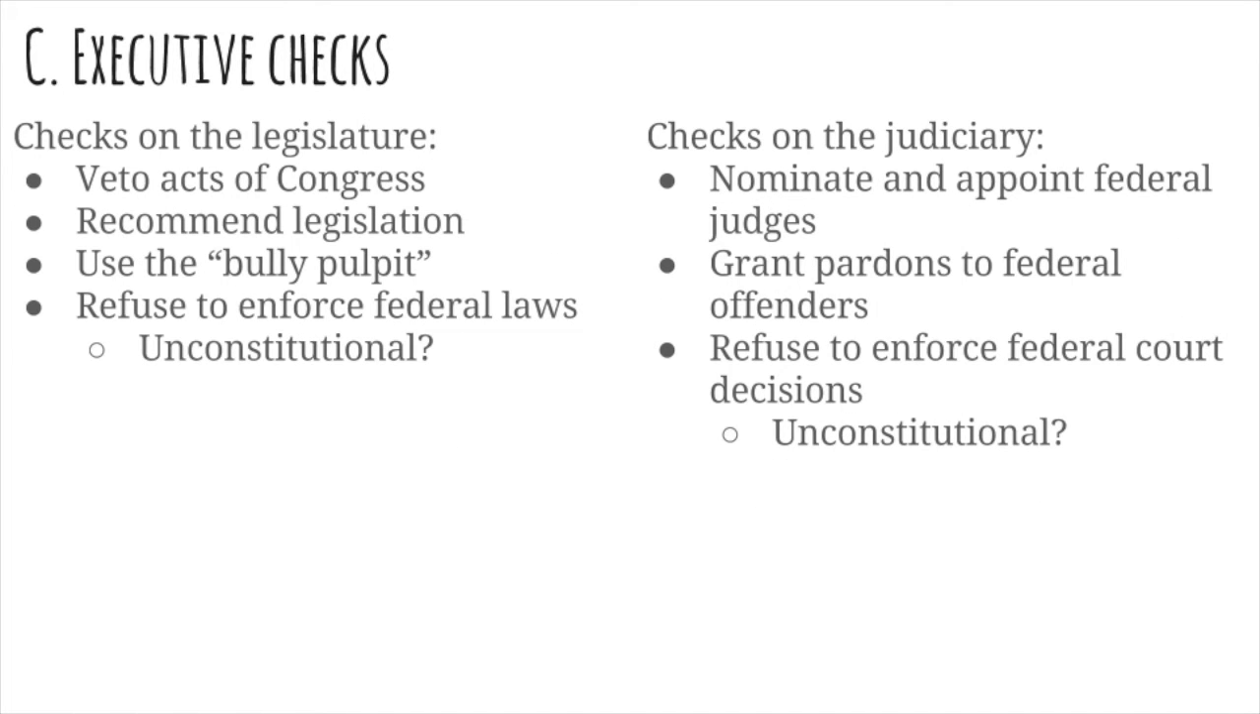Okay, now for the executive checks on the legislative and the judicial branch. In terms of the executive checks on the legislative, they can veto acts of Congress. This is by far the most often used and important executive check on the legislature. They can recommend legislation, so think FDR and the New Deal or Lyndon Johnson and the Great Society. Oftentimes presidents will come in with very specific ideas of what they want accomplished, and they'll give that to senators or representatives to introduce or sponsor on the floor of the House.